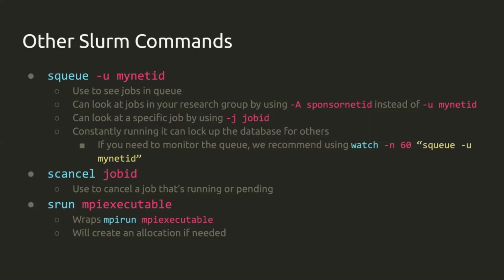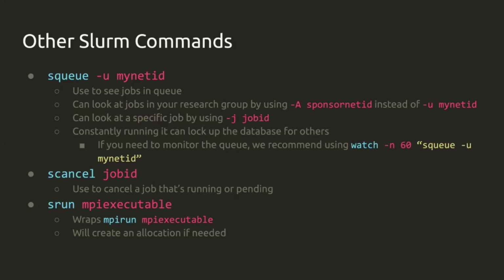Another helpful Slurm command is scancel. You can use scancel with the job's ID to cancel a job that's currently running or that's pending, in case maybe you discover that there's an error with your job script, or maybe there's some other reason to cancel it, like running out of quota in some storage where your job's going to be writing to, or something like that.